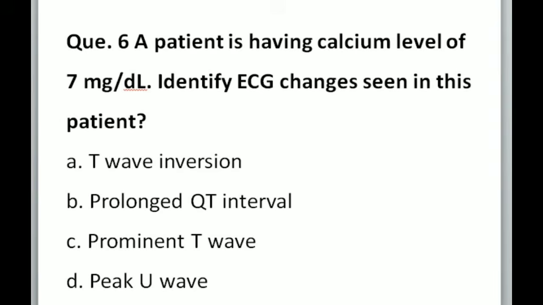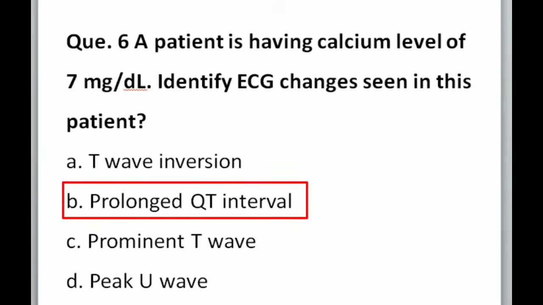Q6. A patient is having calcium level of 7 mg per deciliter. Identify ECG changes seen in this patient. A. T wave inversion. B. Prolonged QT interval. C. Prominent T wave. D. PQ wave. Correct option is B. Prolonged QT interval.